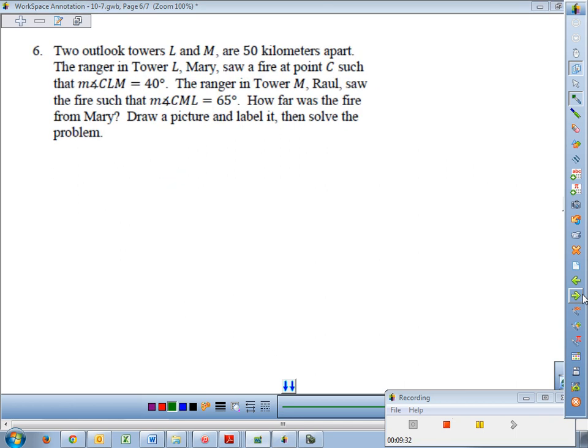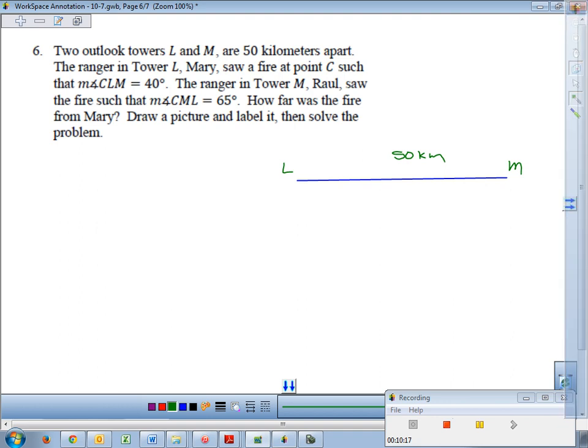Now let's have some fun. Let's see if we can draw our own picture. Read it for yourself first. Two outlook towers, L and M, are 50 kilometers apart. L, M, 50 kilometers. Watching labels in case they change units on me also. There's a ranger in Tower L, Mary. She saw a fire at point C, such that the measure of angle CLM is 40 degrees.